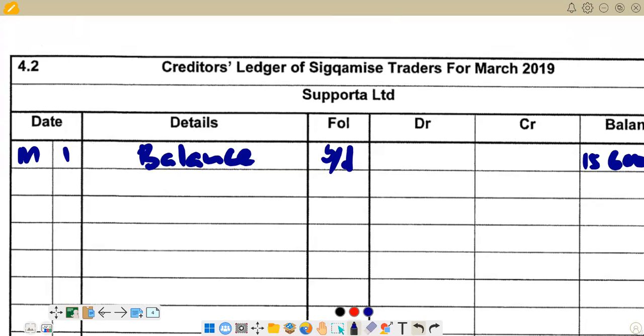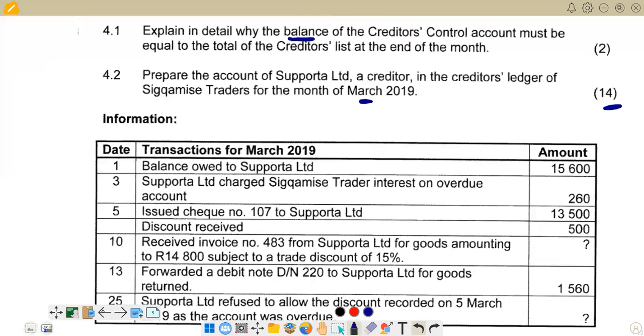Then we go on to check the next transaction. On the 3rd, Supporter Limited charged Singami Traders interest on the overdue account. This is interest that has been charged of 260. When charging interest, we are charging interest on the amount that we are owing. The amount owed is 15,600, and the interest is added to this amount, so it's going to increase the value of 15,600. This balance is on the credit side, so when you are increasing it, you should also go to the credit side and put 260.